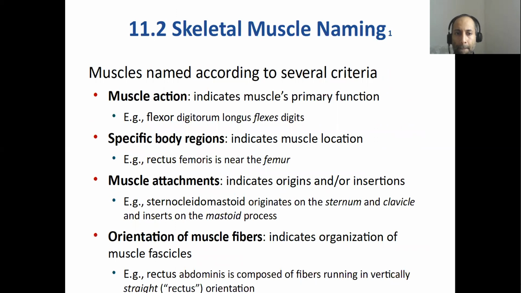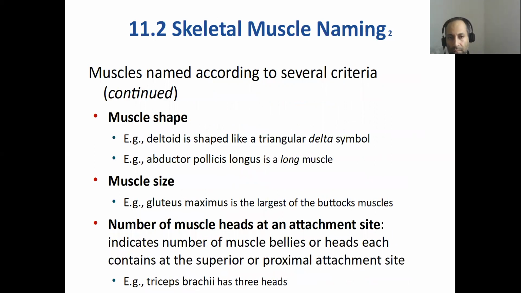So here, this is how we name muscles, and we talked about this earlier as well. Muscles are named according to their actions, what they basically help you accomplish. They also sometimes denote specific body regions where they're coming from. They can also refer to their origin and insertion, their attachments. They can also refer to the orientation of muscle fibers. For example, when you talk about the rectus abdominis muscle, rectus means straight down like a sheet, versus transversus abdominis, which means transverse, laterally running fibers. So all of those could apply here.